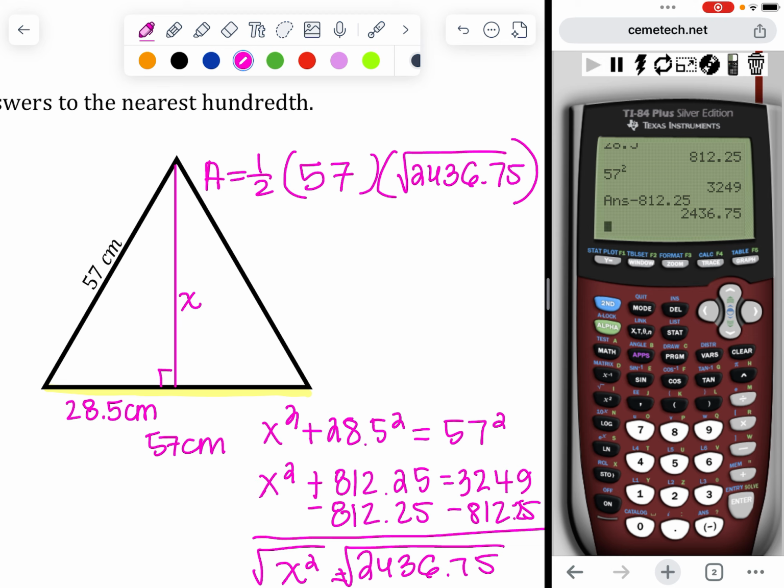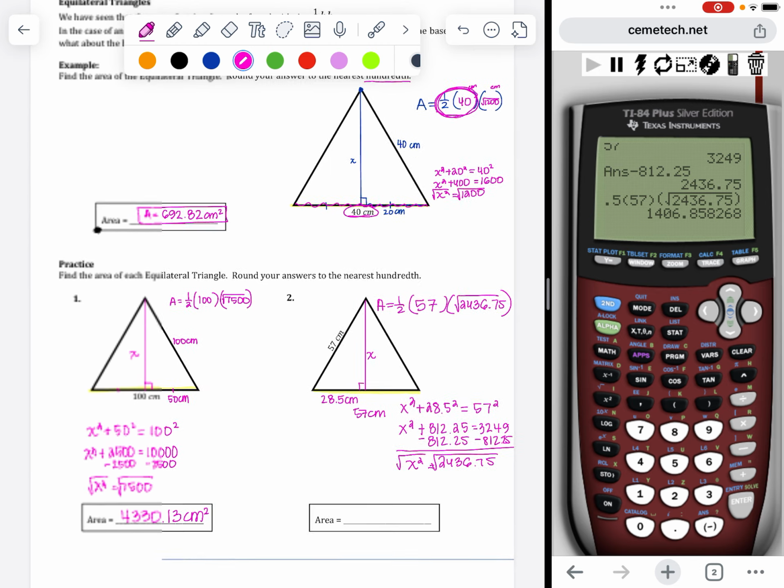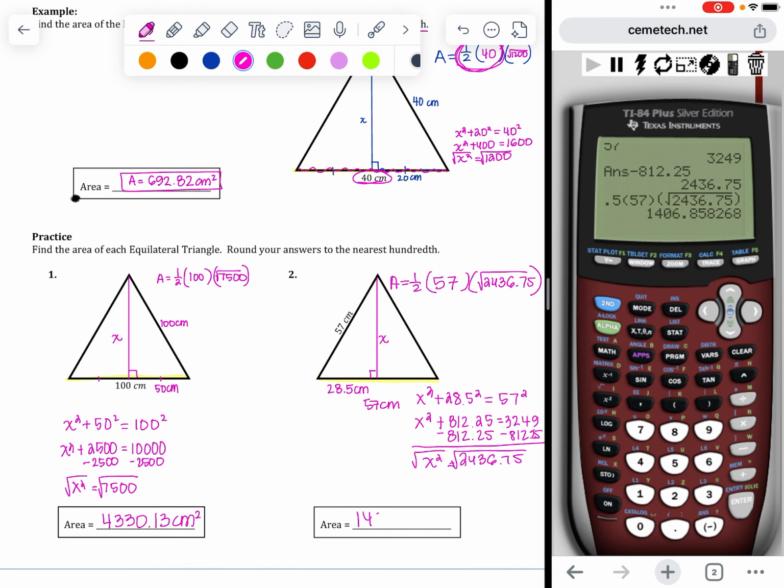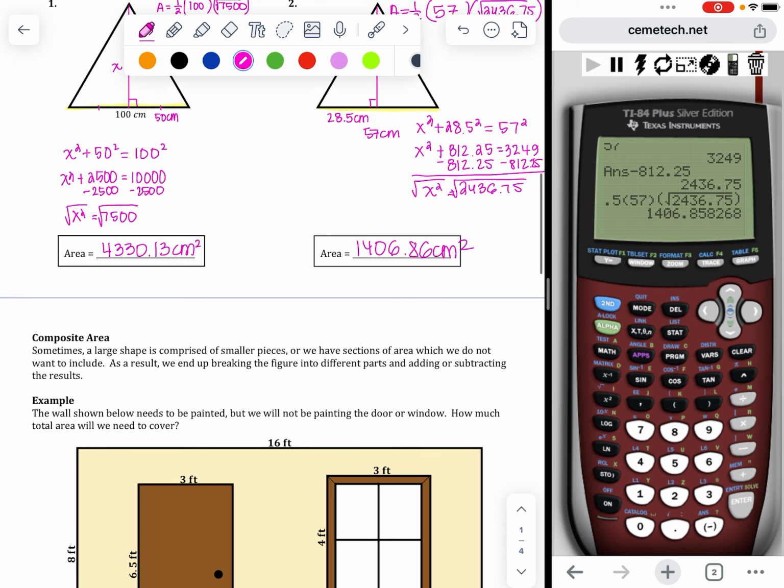All right, now I'm going to put this in my calculator. Half of 57 is 28.5, but I don't trust myself with that. So I'm going to do 0.5 times 57 times square root of 2436.75. All right, and we get 1406.86 centimeters squared. All right, so that's an equilateral triangle. So now we'll move on to actual composite figures that might have an equilateral triangle in it.